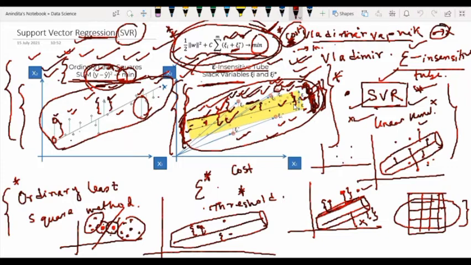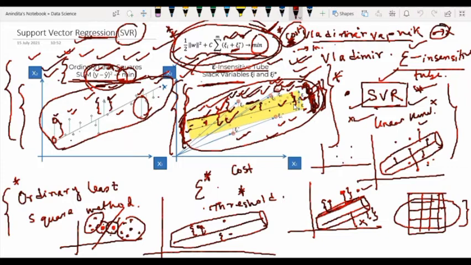Okay, if anyone asks you this question, that is, what is the importance of SVR in the context of error minimizing? So this is the question. The error calculation part is completely different than linear regression. So by comparing these two, we have already got the idea behind linear regression, right?